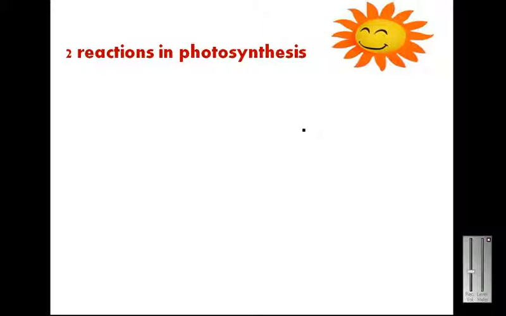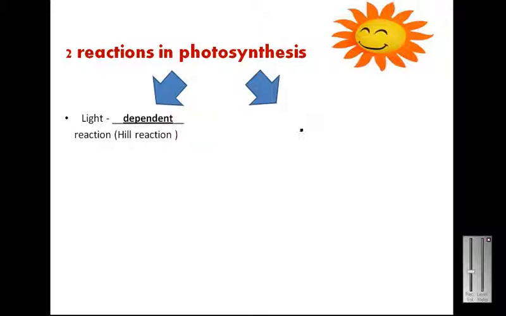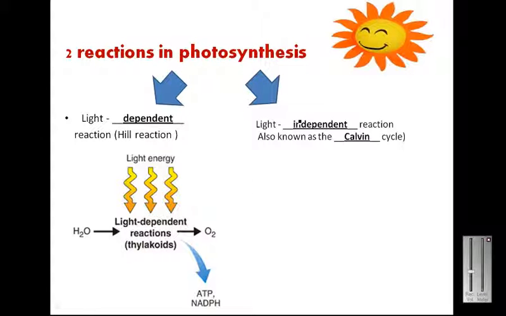Now we come to the reactions taking place in photosynthesis. What are the reactions? There are two reactions: light dependent reaction, because it takes place in light, and light independent reaction, which is also called Calvin cycle.